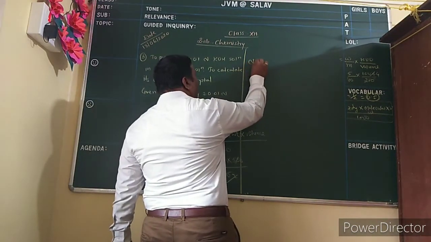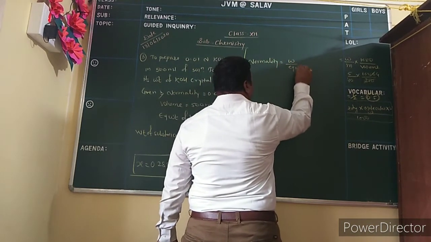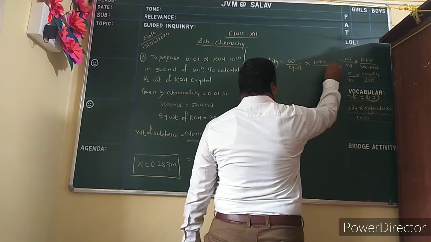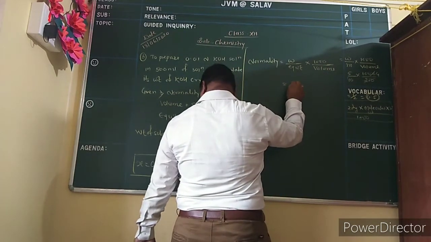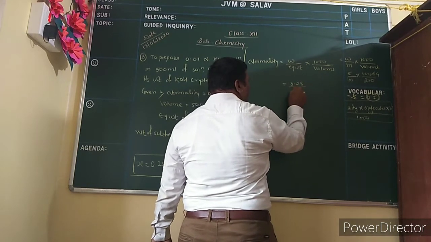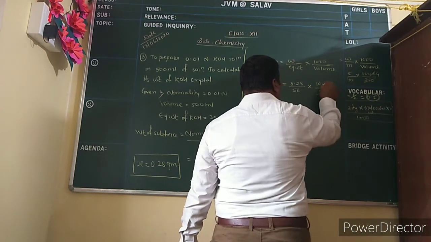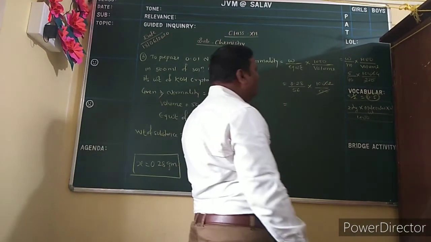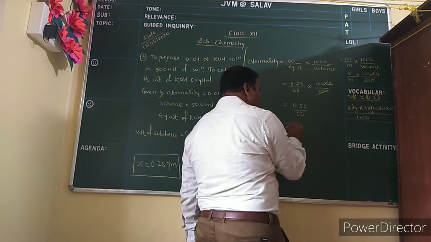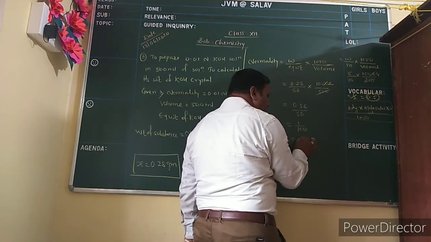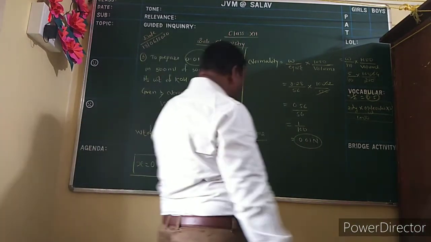So please cross check it. Here the normality is equal to small w upon equivalent weight into 1000 upon volume. So small w will be 0.28, equivalent weight 56, into 1000 upon 500. So 0.28 into 2 is 0.56 upon 56, means 1 upon 100, that is 0.01 normal. So understand this point.